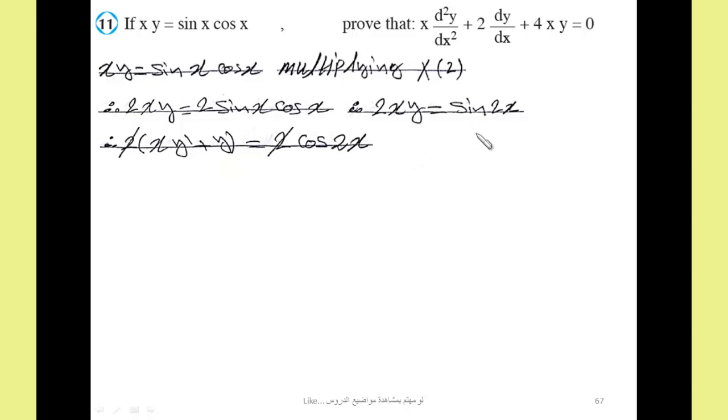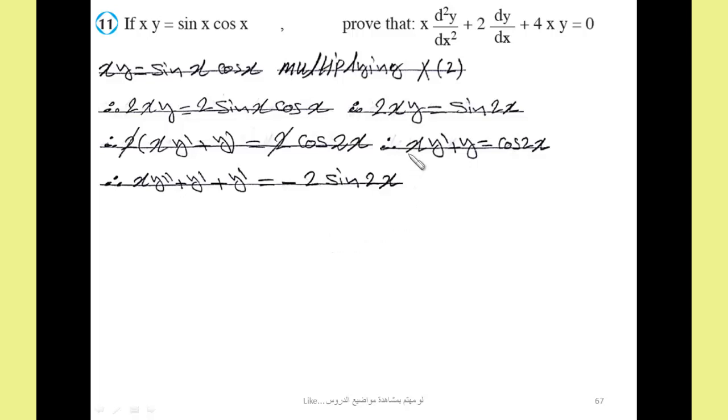Derivative of sine 2x is 2 cosine 2x. The derivative of sine 2x is cosine 2x, multiplying the derivative of the angle. Derivative of 2x is 2. And then we divide both sides by 2. We get xy dash plus y equals cosine 2x. Then we will make a differentiation to both sides once more, because we need d2y by dx squared, the second derivative, in the required here. So we must take the derivative again a second time.